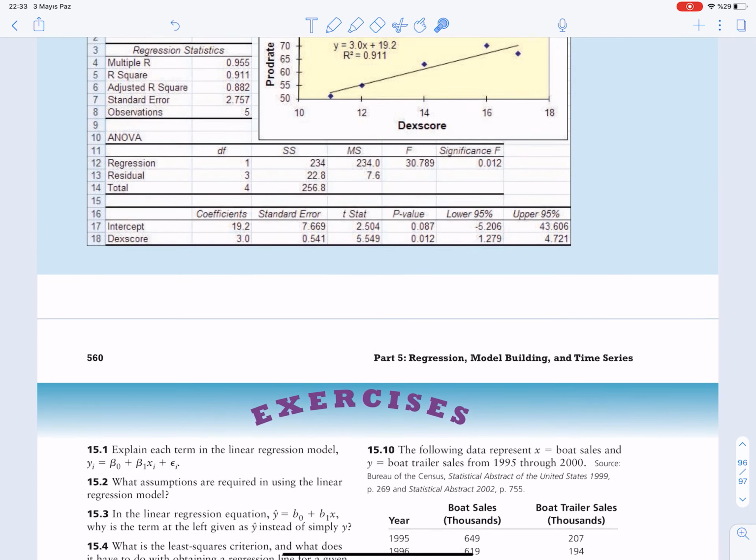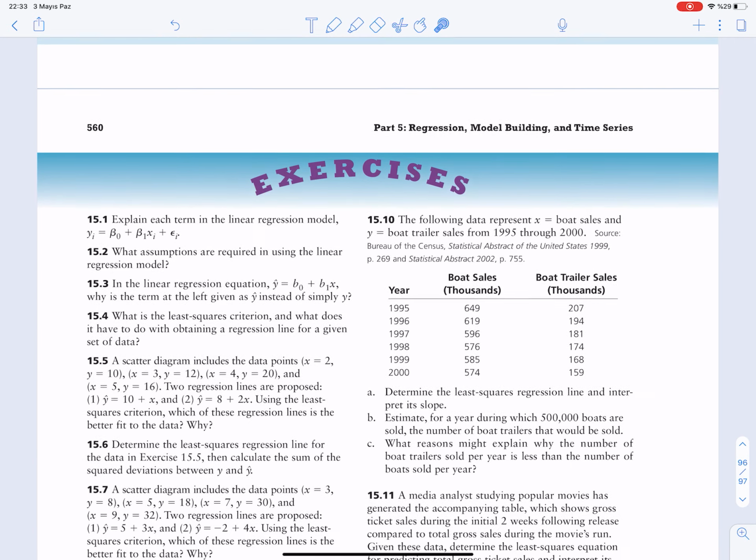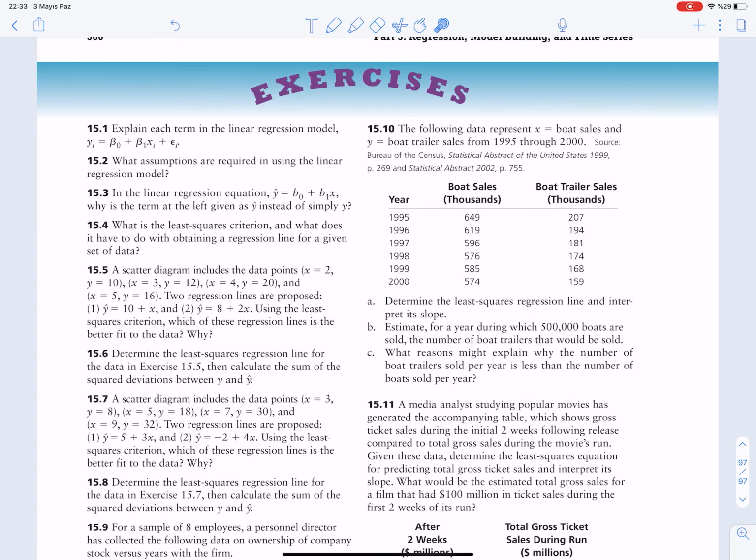I'm going to work out these exercises for you, studying for half an hour before I complete the lecture. The first one is: explain each term in the linear regression model. If you read the lecture notes, you will easily explain each term, so I will explain shortly.